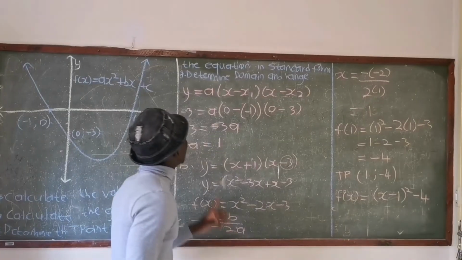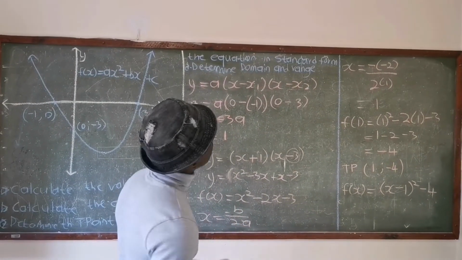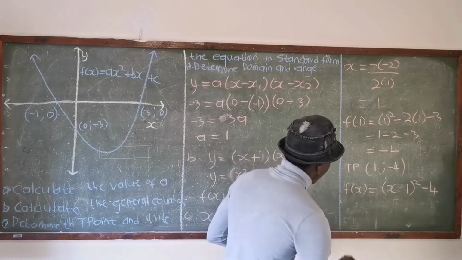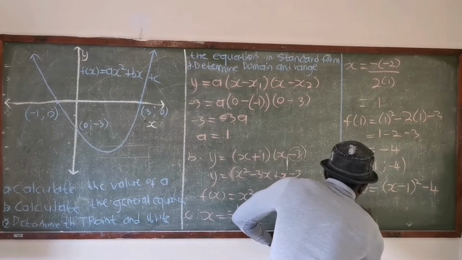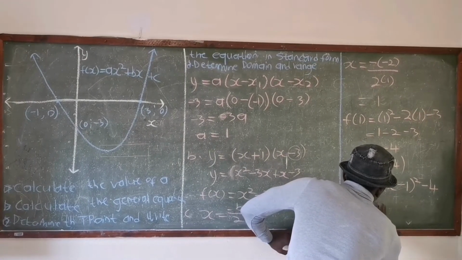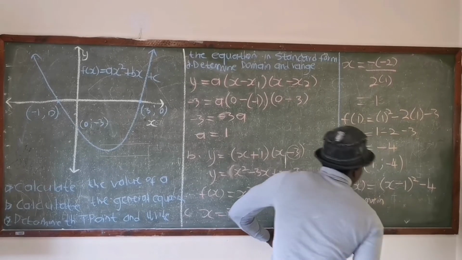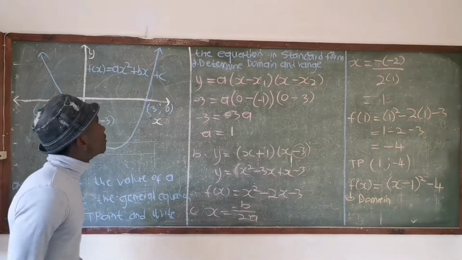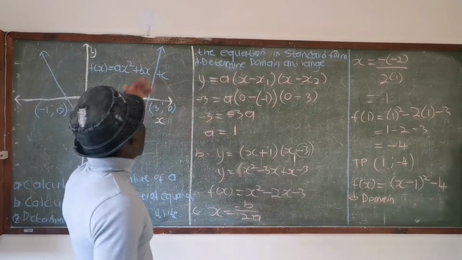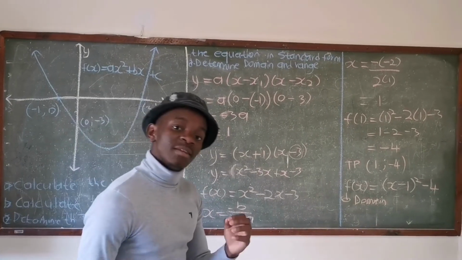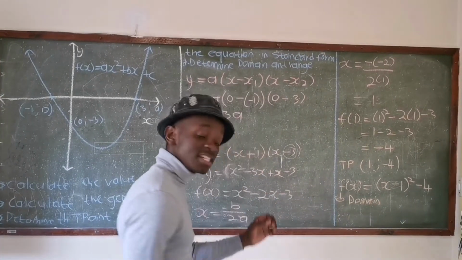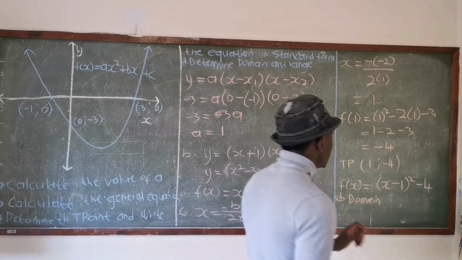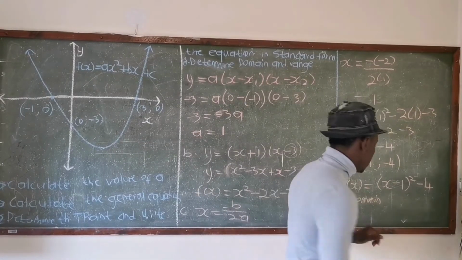As you can see here, the last question says determine the domain and the range. So when you determine the domain and range, the domain, as I have already said, the domain of any parabola ranges from negative infinity to positive infinity, which means we're going to write it in interval notation.